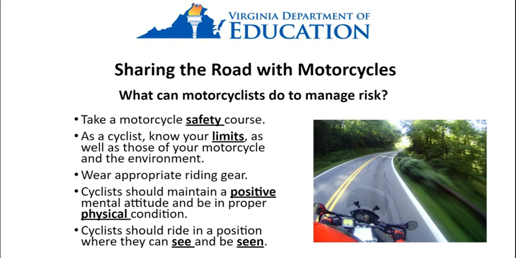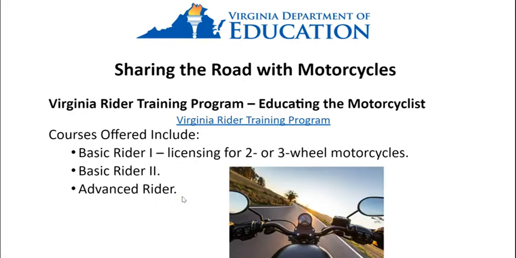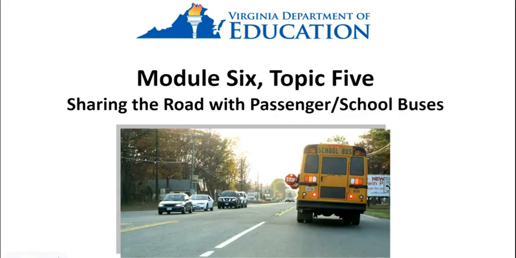Cyclists should maintain a positive mental attitude and be in proper physical condition. It can be very taxing to drive a motorcycle. Cyclists should ride in a position where they can be seen and they can see, so not necessarily always in lane position 1. They might be in lane position 2 or 3, depending on the conditions. There are different licenses for cyclists: Basic Rider 1, Basic Rider 2, and Advanced Riders. These are all classes that motorcyclists can take.